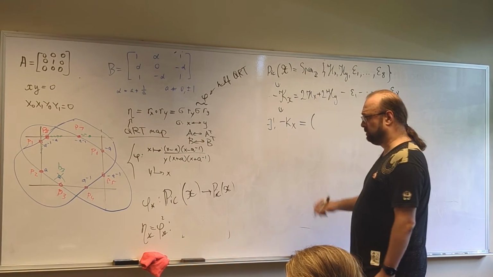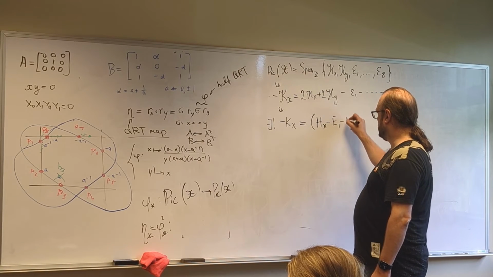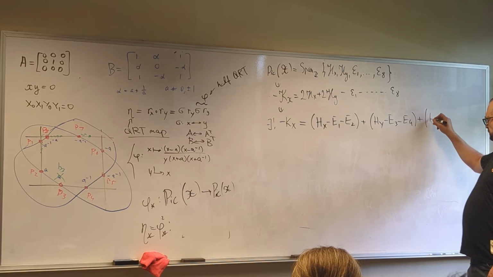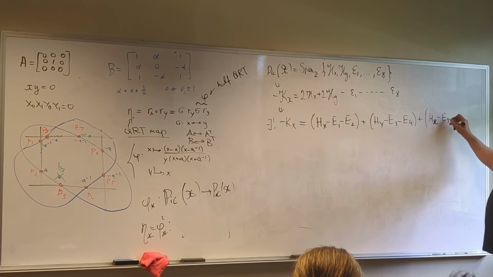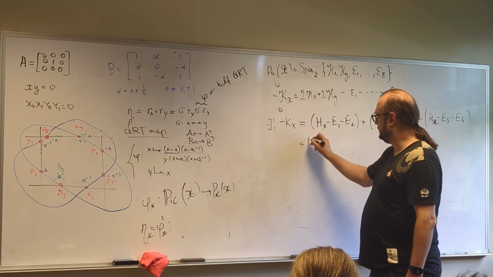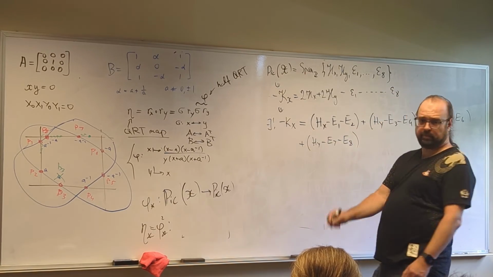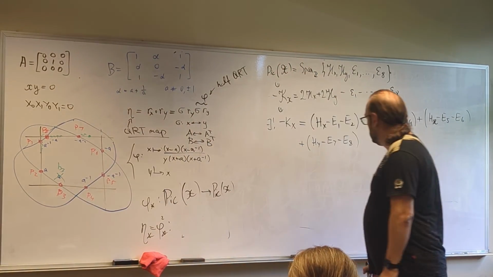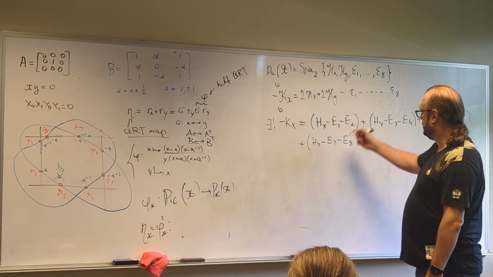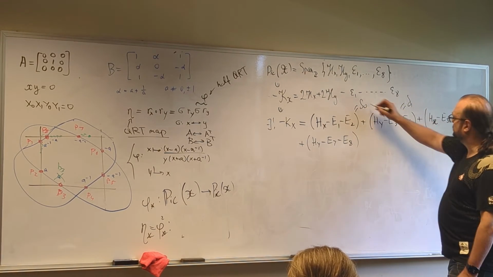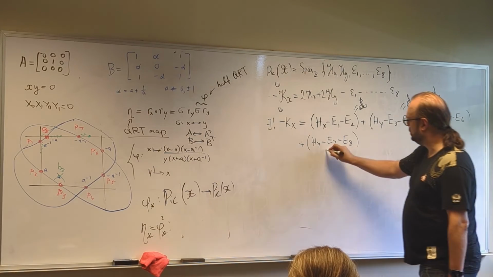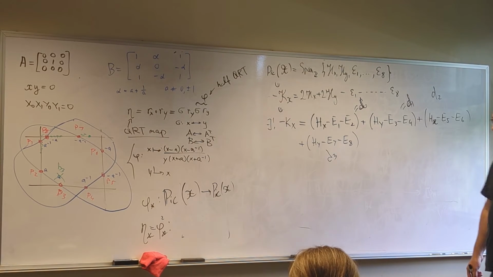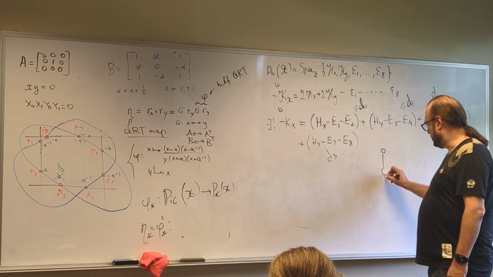So this minus kx would be hx minus e1 minus e2 plus hy minus e3 minus e4 plus hx minus e5 minus e6 plus hy minus e7 minus e8. Okay? So these are just these four irreducible components after the blow-up. And let me call them delta 0, delta 1, delta 2, and delta 3. Okay? And I can do the intersection diagrams for them. So the intersection diagram for them would be like this.